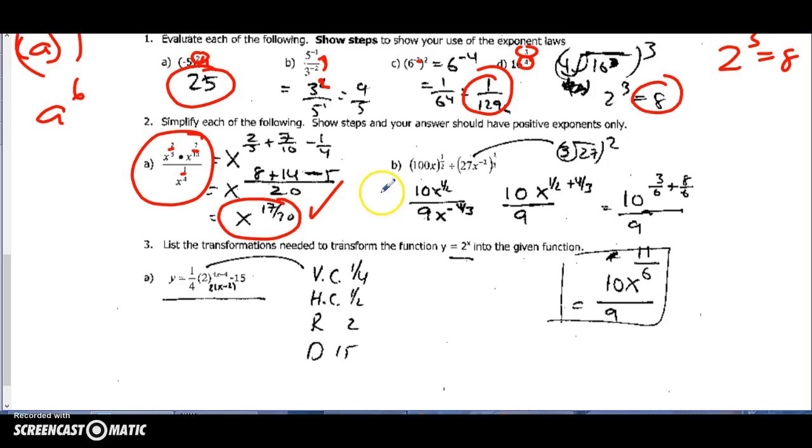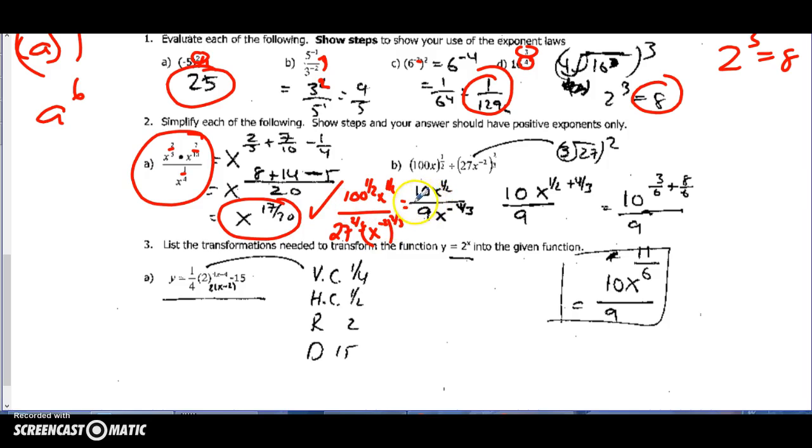Done. Here, I wanted to add an extra step. That's 100. So here I have 100x to the 1/2. That's 100 to the half, x to the half. And the first thing we're going to do is dividing. We're going to write it like a fraction. Same thing, I'll just write it this way. This is 27 to the 2/3, x to the -2 to the 2/3. So let's deal with all this.